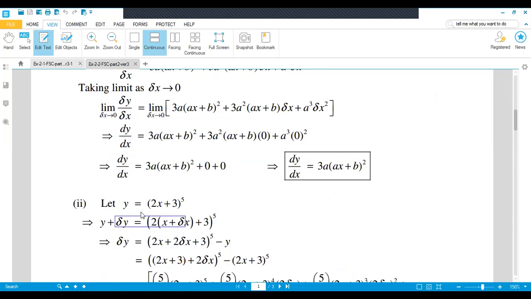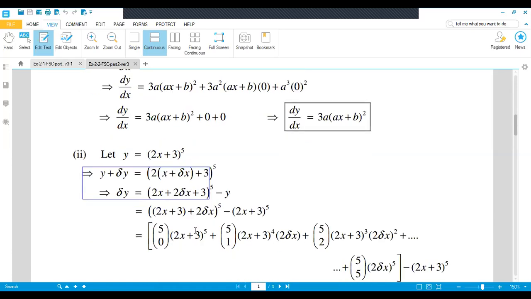Second part is, let y is equal to (2x plus 3) power 5. Now this you can easily solve by binomial theorem, or you can use the method which I'll discuss here, or you can simply solve it just like the previous exercise with binomial theorem. So here delta y is added on the left hand side, and on the right hand side in x, delta x is added. So to multiply inside, you get (2x plus delta x plus 3) whole power 5 minus y.